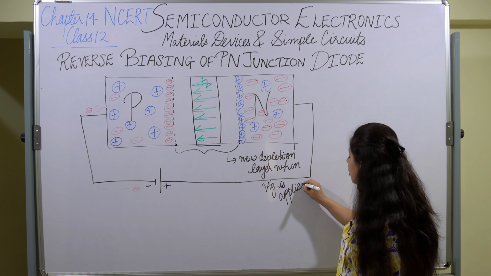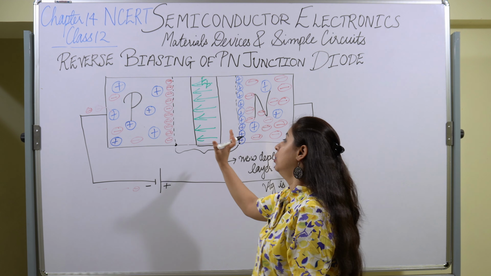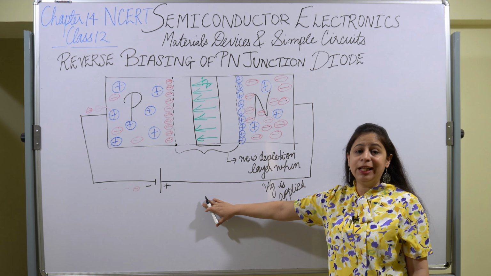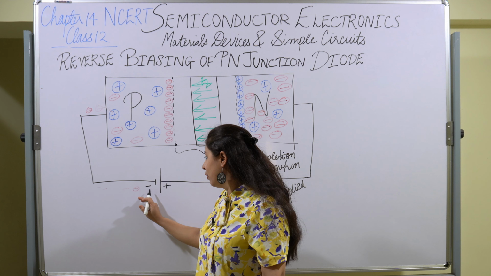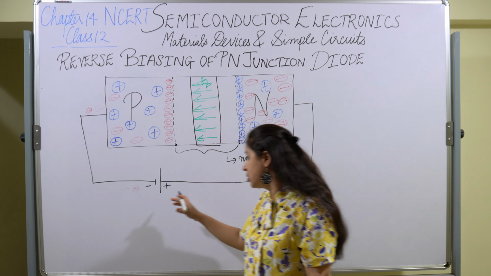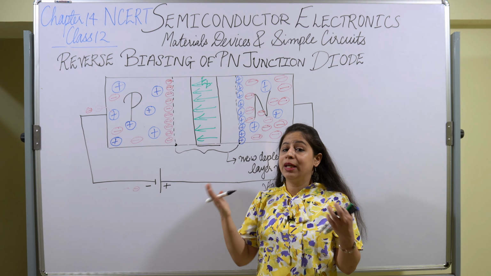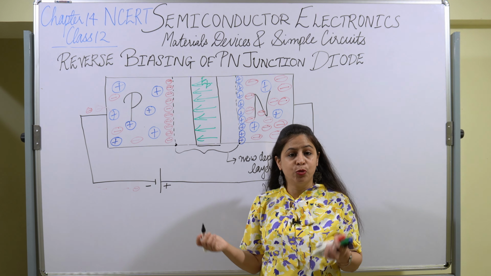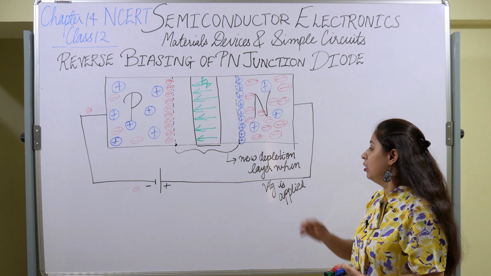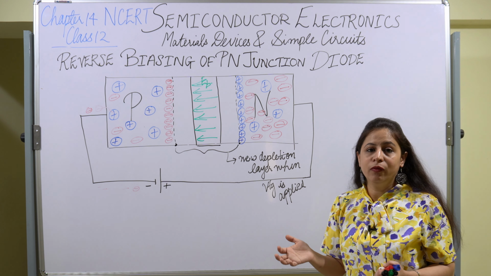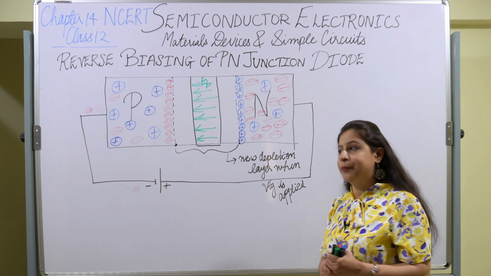Previously my depletion layer was narrower. Now, by connecting the negative terminal of the battery to the p-type semiconductor and the positive terminal of the battery to the n-type semiconductor, my depletion layer gets broader. So in the case of reverse biasing, my depletion layer gets broadened or widened.